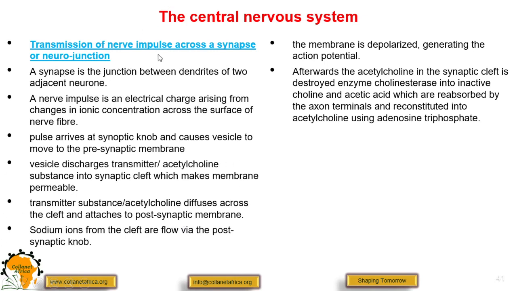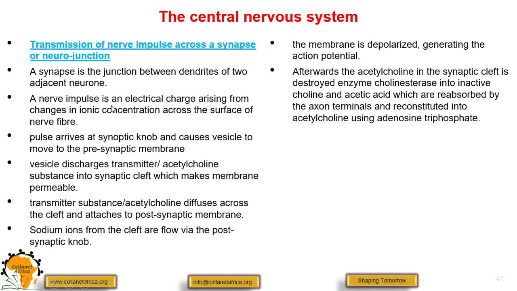So to wind up this lesson, we want to look at transmission of a nerve impulse across a synapse, which is also called a neurojunction. A synapse is the junction or connection between the dendrites of two adjacent or neighboring neurons. So when you have two neighboring neurons, each having dendrites at the end, there is a junction called a synapse.